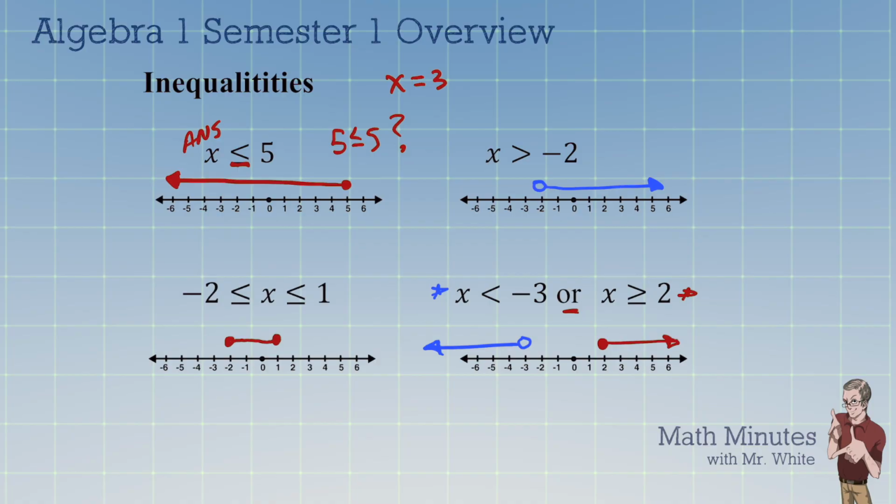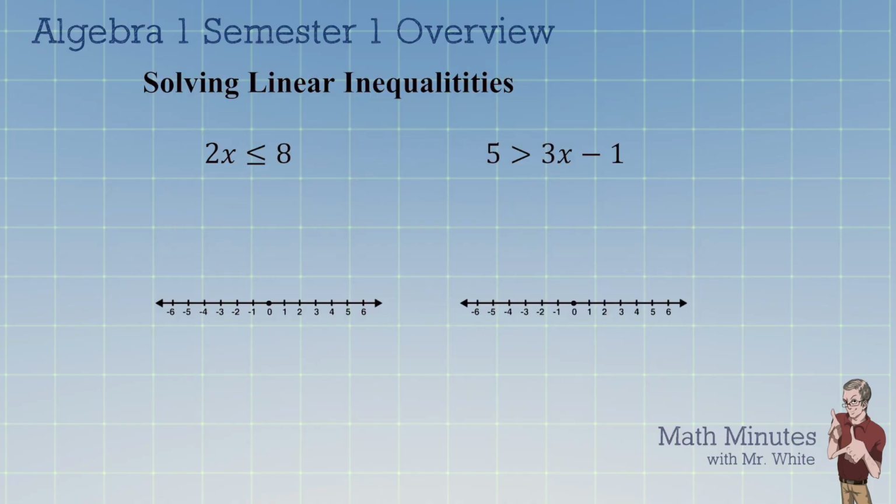There is no overlap on these graphs. So the solution is all the numbers down here, or we've got some more numbers up there, but we don't have any solutions that are in both regions at the same time. So that's called a compound inequality as well.